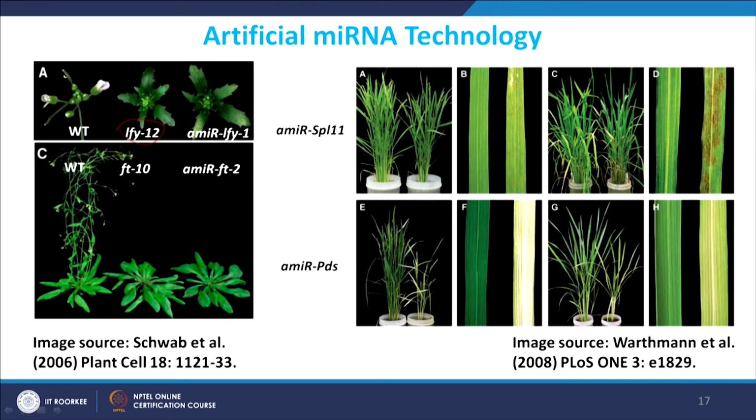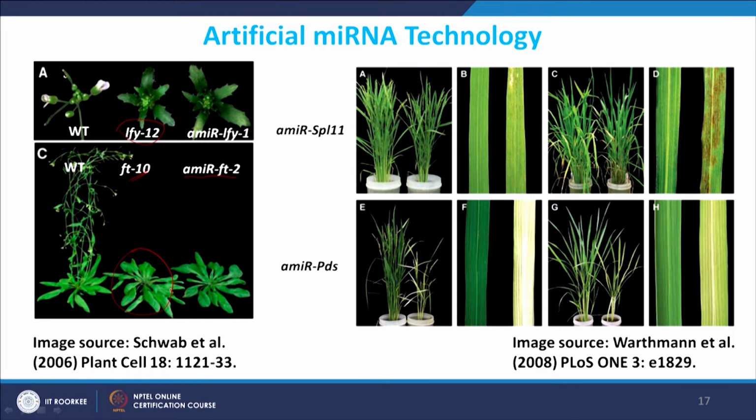Similar is the case if you look at the FT mutant. If you look at the wild type, the plant has already flowered, it has achieved the reproductive stage, whereas this FT mutant has very delayed flowering. But if you generate an artificial microRNA against FT, you can see that it shows as severe a phenotype as the other mutant. So, this tells us that artificial microRNA is one of the very efficient ways to downregulate genes in Arabidopsis. And similar approaches have been used in other plant species.